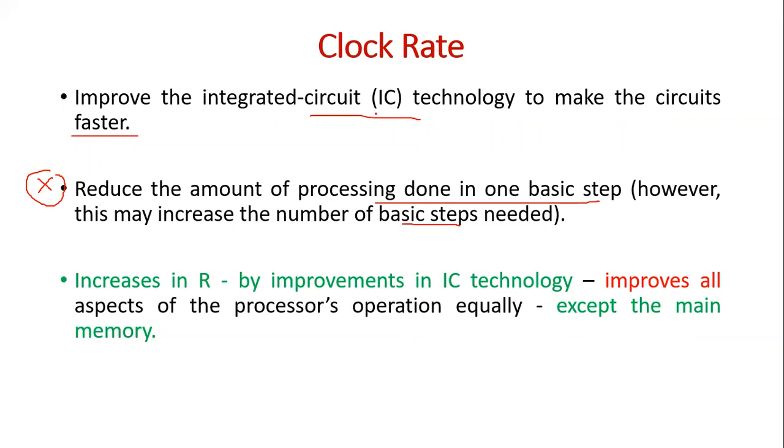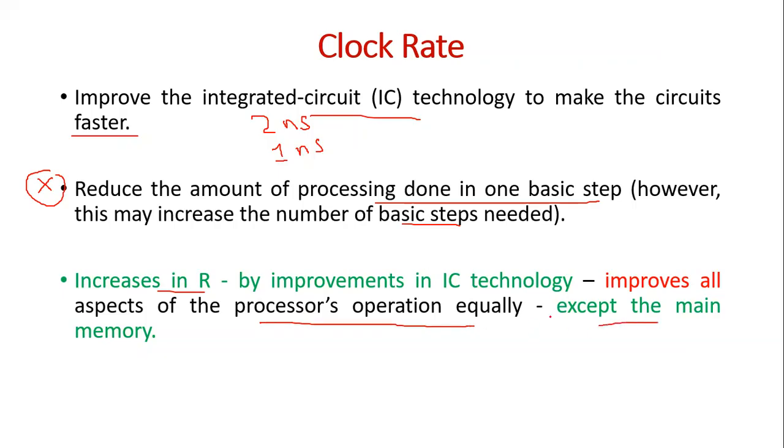When you improve the IC technology, it means that one basic step can be done in less time. Previously, if one basic step could be done in 2 nanoseconds, and if you improve the IC circuit in such a way that one basic step can be done in 1 nanosecond, then the clock rate is improved.